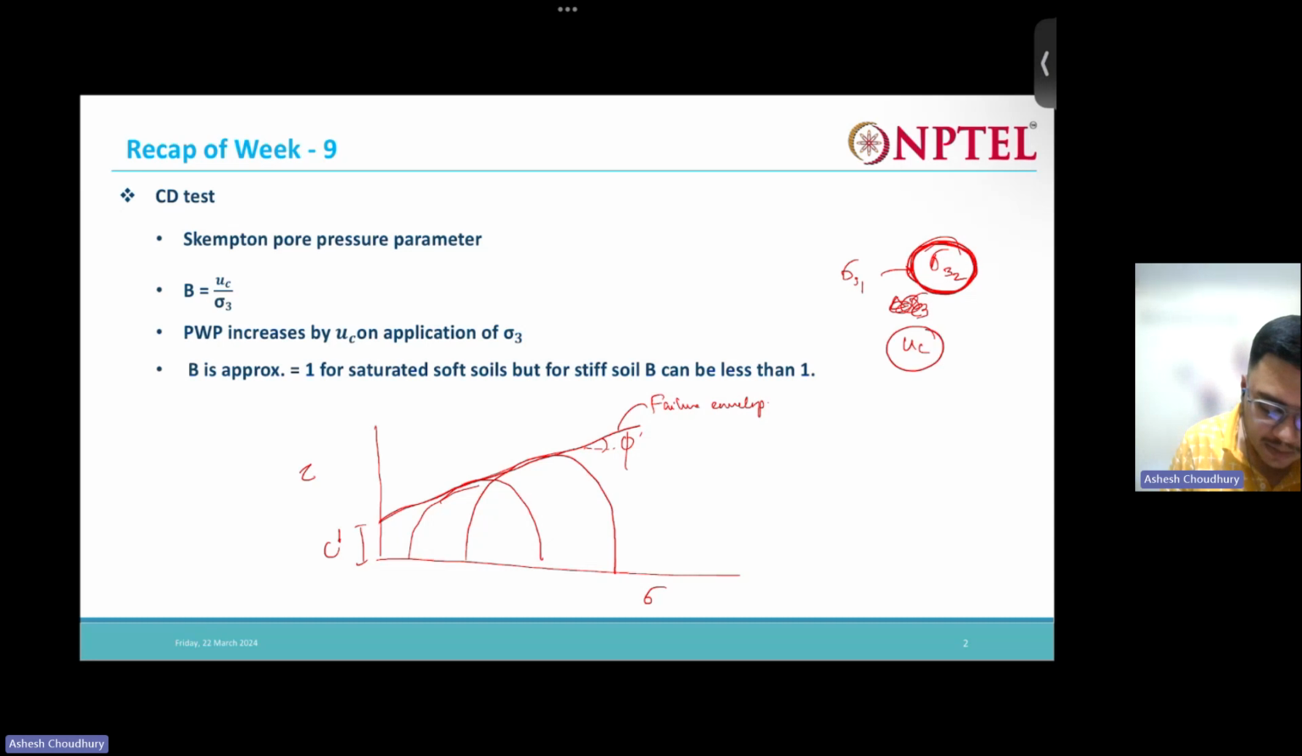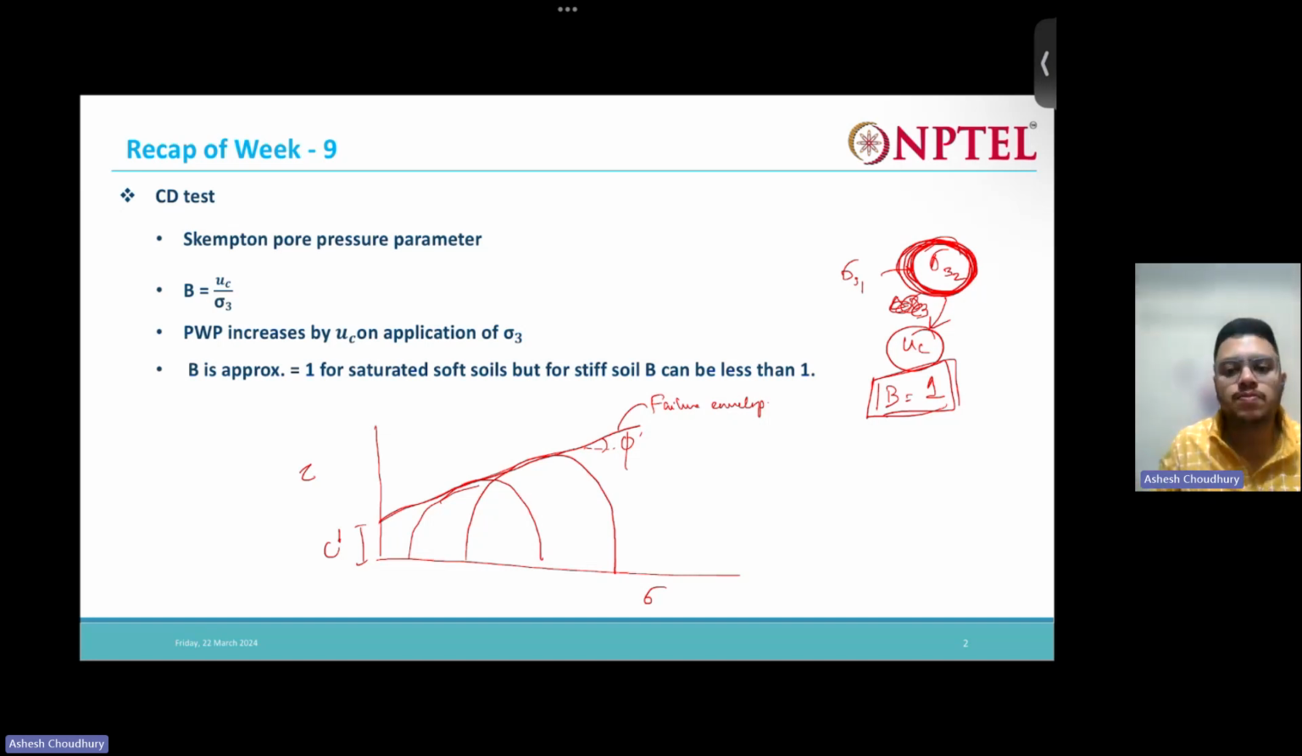all that should actually get reflected as the pore water pressure. Okay, then what will happen? If all the extra increment of cell pressure gets reflected as the pore water pressure, this ratio is going to be 1, right? So if the ratio becomes 1, then we will be able to call the sample completely saturated. Okay, so that's why it is written here B is equal to 1, approximately 1 for saturated soft soils, but for stiff soil B can be less than 1.